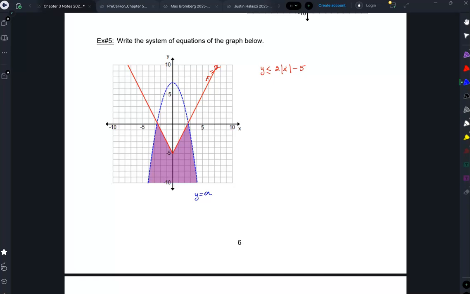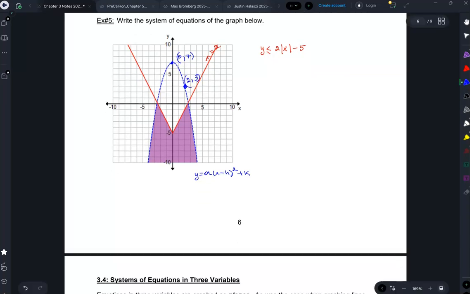Okay. So y equals a, and then x minus h squared plus k. Okay, so what's the vertex here? 0, 7. Oh, 7. It's okay. I was reversing them. Okay, and then what's another point? I'm gonna pick this point. What point is this? 2, 3. Yep. Okay, so y is 7 equals a 2 minus 0 squared plus 0.